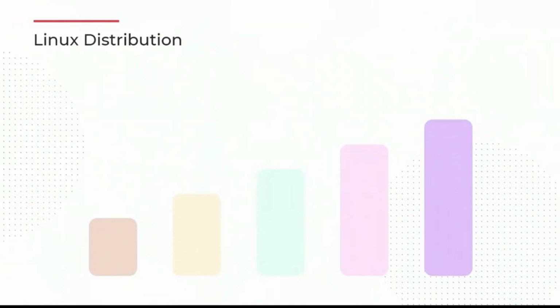So, what is a Linux distribution? As mentioned earlier, Linux comes in many different versions, called distributions. Each one has its own style, package manager, and use case. Ubuntu is great for beginners. It is easy to use and well supported. Debian, on the other hand, is very stable. It is often used as a base for other distros.